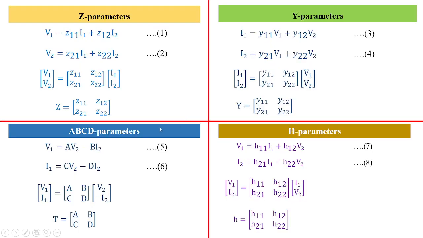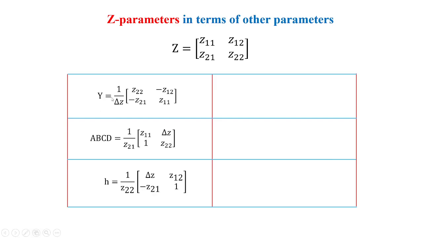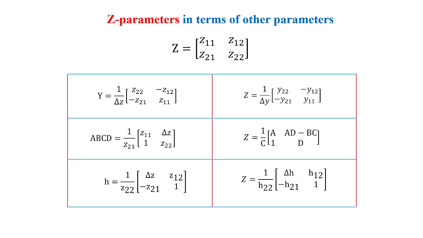Here we know the two-port network parameters, that is Z parameters, Y, ABCD parameters and H parameters, given by equations 1 to 8. Once you are done with Z parameters, you can easily convert them into other parameters like admittance parameters, ABCD parameters, H parameters, which is given by this formula. Or if you have derived the Y parameters, you can get the Z parameters, ABCD parameters and H parameters given by this formula.